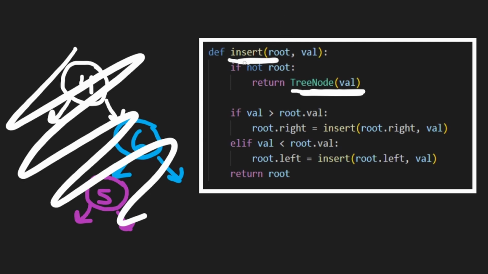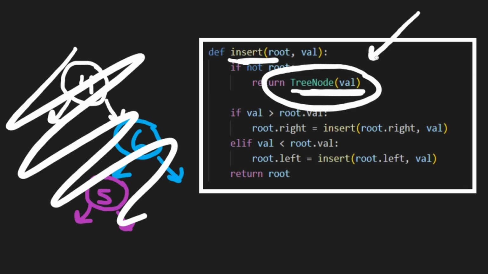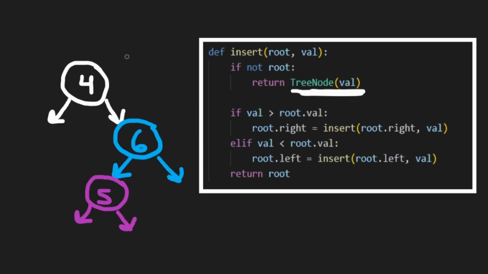Then this insert would actually return the new tree after creating a single node. So, something like this where we were pointing at null, we call this, we end up creating a node with some value and then return that node. But normally we'd be inserting into an existing tree.